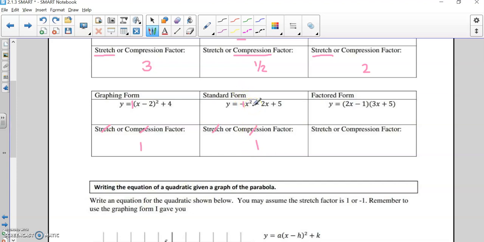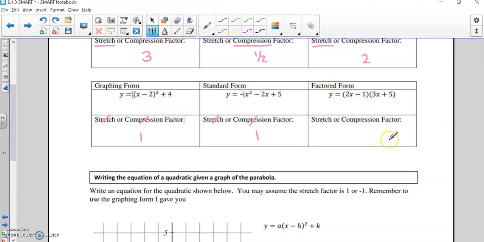It has its own effect on the parabola, right? We know that a negative flips your graph. It has absolutely nothing to do with your stretch or compression factor. So please do not write that a stretch or compression factor is a negative number, because that's just not the case. We only want the number, ignore the negative sign if there is one.